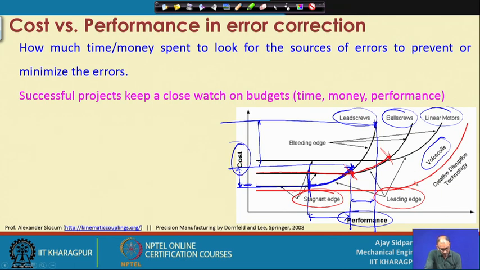As soon as you are moving into this bleeding edge, meaning this one where you are spending more money and getting less performance. So, this is related to the ball screw.